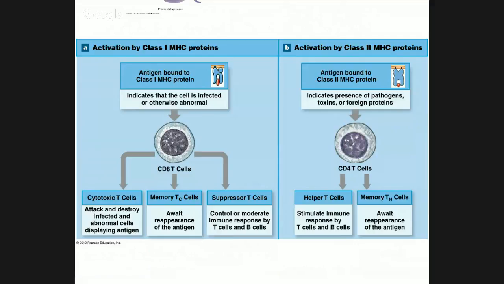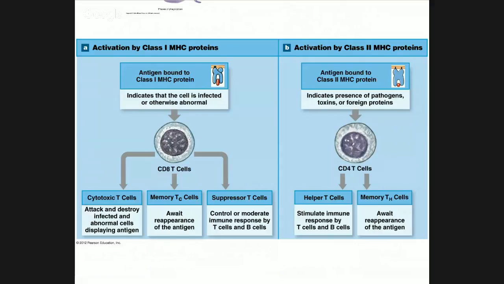The one with the little circle in it like this is class 1 MHC, and then class 2 MHC is this bilaterally symmetrical cartoon here. So they're similar kinds of things, they just look slightly different to represent that they're different versions of them.